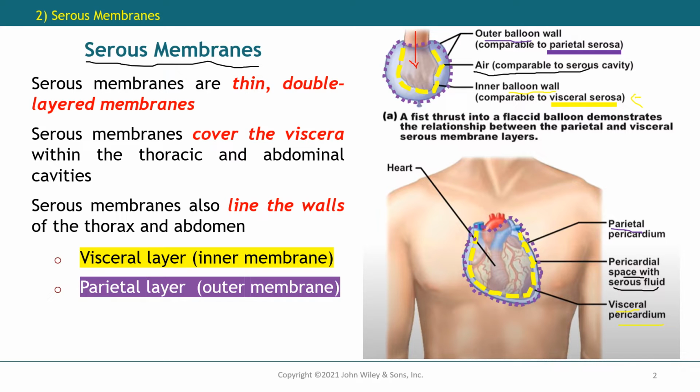And remember, the serous membranes also line the walls of the thorax and the abdomen, and I will show you that in a second. And what is the main function of the serous membrane? It is the reduction of friction. So you remember the example that I gave you with the heart and the lungs, that they cannot be in contact. If not, they will be damaging each other. This is why you have the serous membrane, which reduces the friction between different organs.